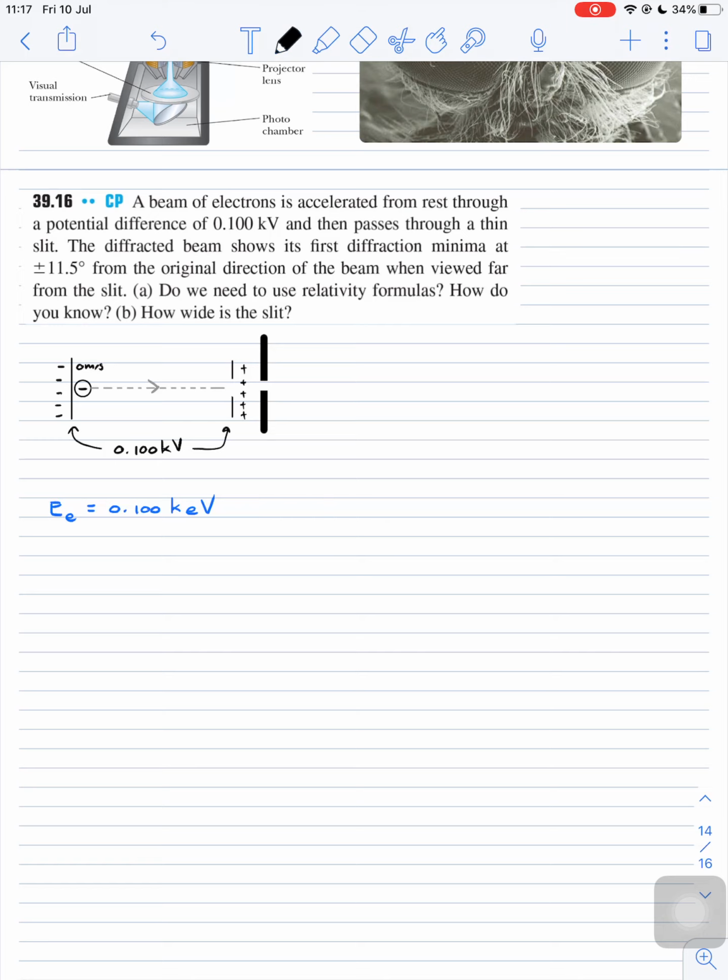We have the thin slit here, and then we have the screen, let's say the screen here. Now it says the diffracted beam shows the first diffraction minimum at 11.5 degrees from the original direction of the beam when viewed far from the slit. Let's say that this is the original path. Now we expect to see the high intensity maybe at this position, and then it will go like this, and so on.